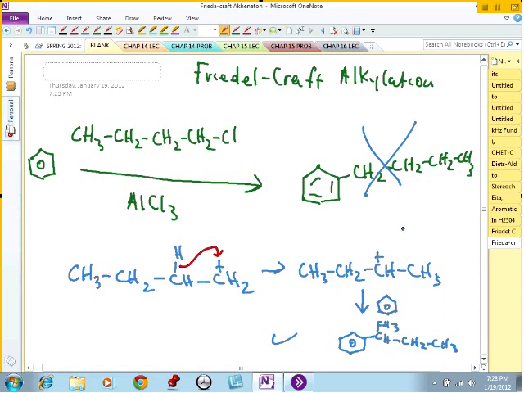Because the initial process in Friedel-Crafts alkylation is the formation of a carbocation. You follow that? The initial process in the Friedel-Crafts alkylation is the formation of a carbocation. And in any reaction that goes through the formation of a carbocation, if you do not initially form the most stable carbocation, that carbocation will rearrange to form the most stable carbocation. And that is what is then going to react with benzene to form the final product.